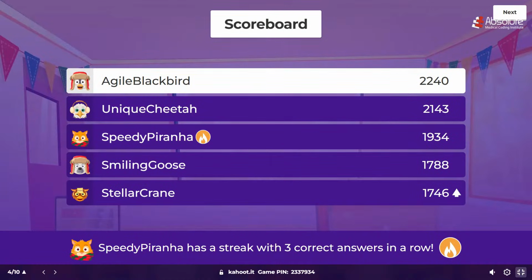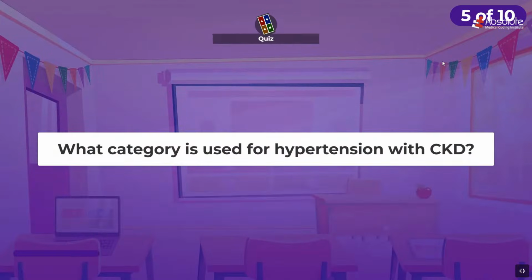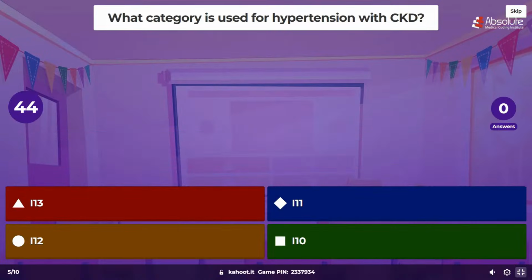All right, Agile Blackbird is still staying on top, and we have some people with some answer streaks. Great work. All right, next question. What category is used for hypertension with CKD? Is it red, I-13, blue, I-11, yellow, I-12, or green, I-10?